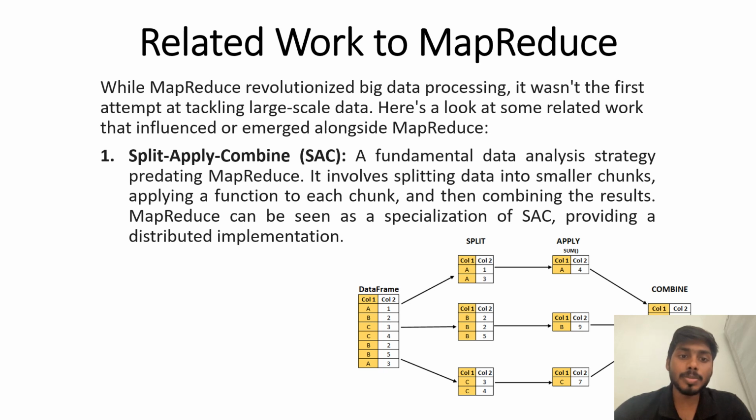It involves splitting data into smaller chunks like this. Let me show. It splits the data into smaller chunks like this and applies functions to each chunk, then combines the results. MapReduce can be seen as a specialization of SAC, providing a distributed implementation.